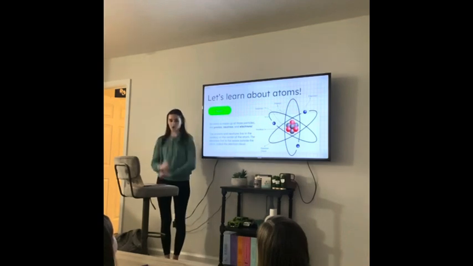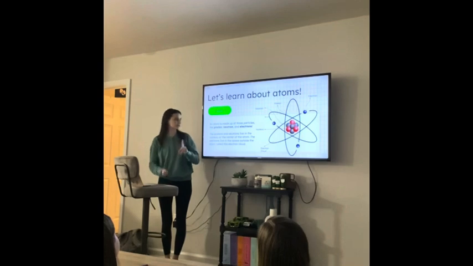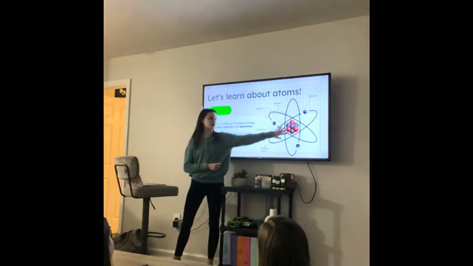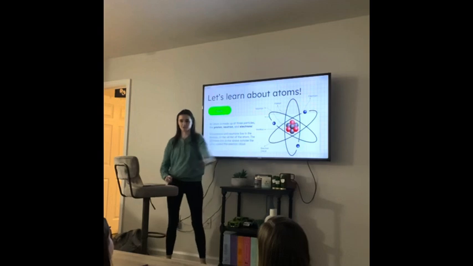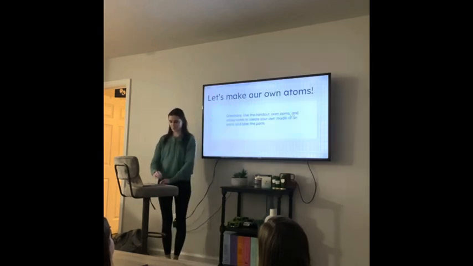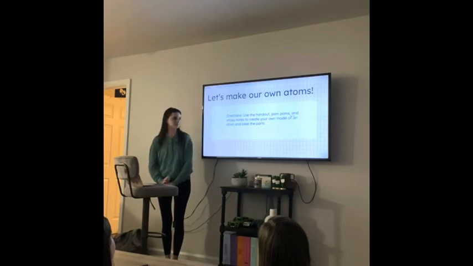So here's all the info about atoms. An atom is made up of 3 different particles: the proton, neutron, and electron. The protons and the neutrons are right here in the nucleus, and the electrons live out here in what's called the electron cloud. We're going to make our own models of atoms to help you guys understand them.